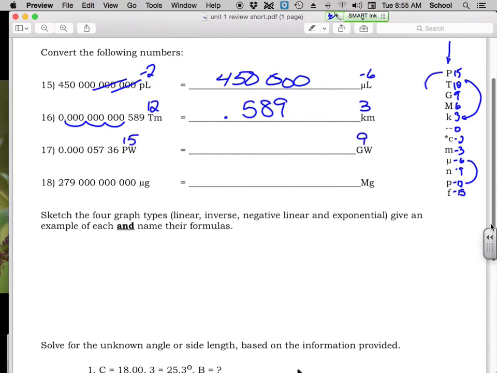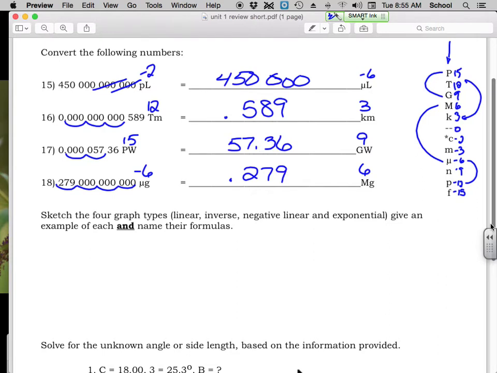Again, if I jump from 15 down to 9, that's 6 smaller. So this is going to get 6 bigger. So 3, 6. Means I'm going to have 57.36. And then the last one, we have micro is -6, and mega is +6. So if I'm going from -6 up to +6, that's going to get 12 bigger. So this is going to get 12 smaller. So 3, 6, 9, 12. It's going to be 0.279.